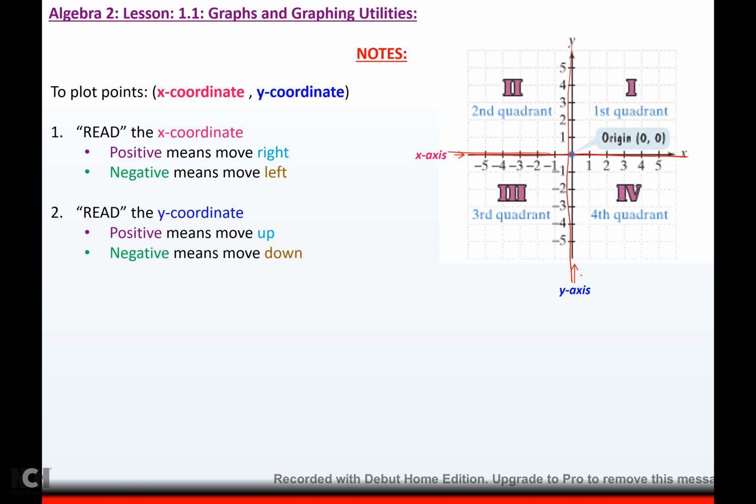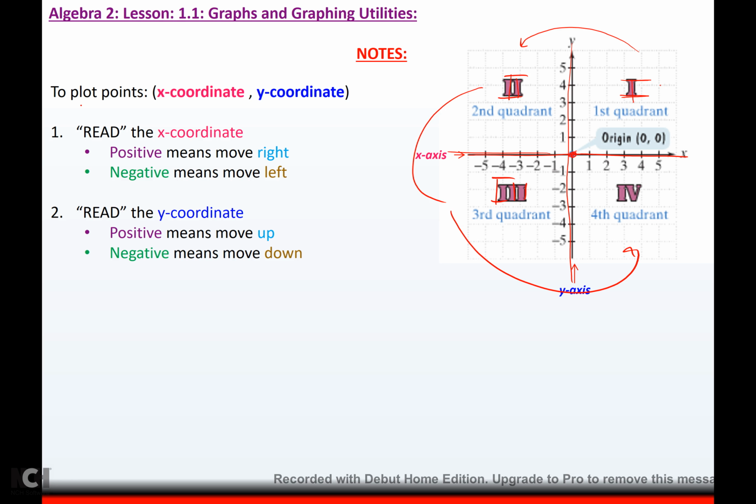That cuts us into 4 quadrants. We use Roman numerals and go counterclockwise. So quadrant 1, quadrant 2, quadrant 3, quadrant 4. Okay, the origin is at 0, 0.